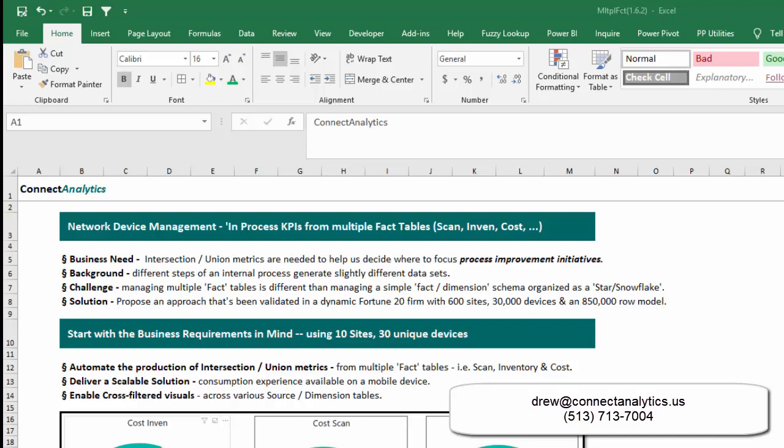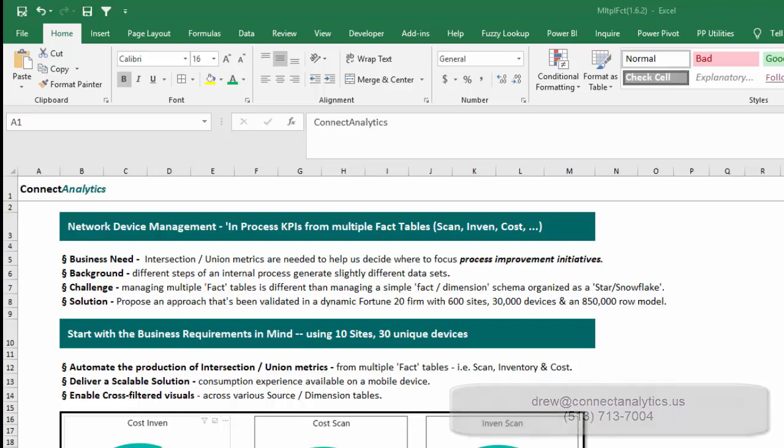Background, of course, is that different steps of an internal process generate slightly different data sets. The challenge is that managing multiple fact tables is different than managing a simple fact dimension schema that's been organized with star snowflake. The solution is we're going to propose an approach that's been validated in a Fortune 20 company with 600 sites, 30,000 devices, and an operating 850,000 row model.